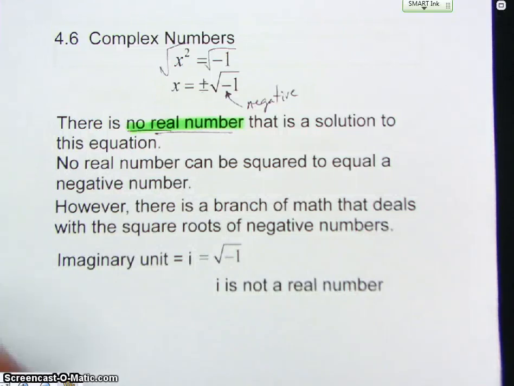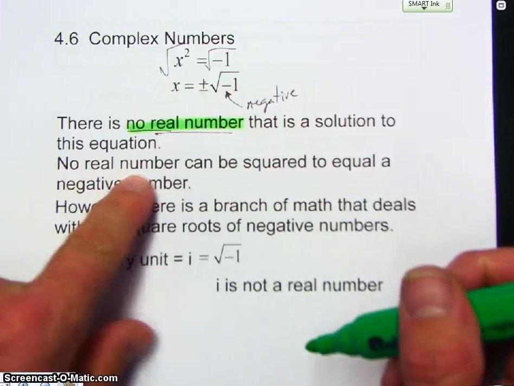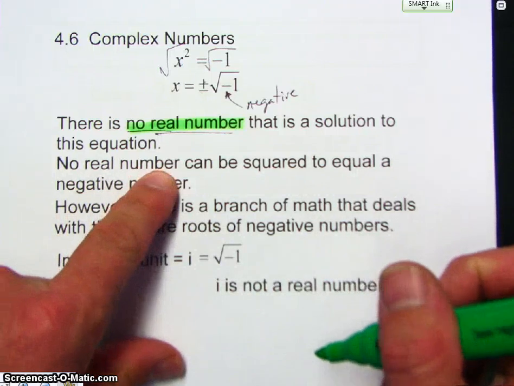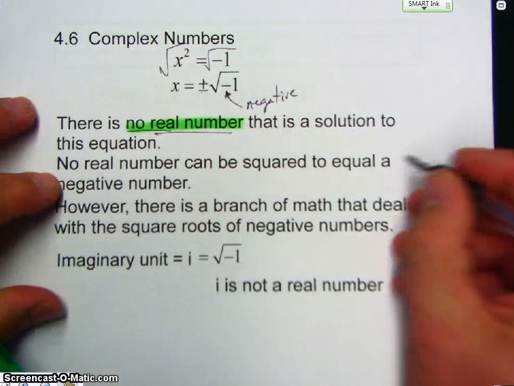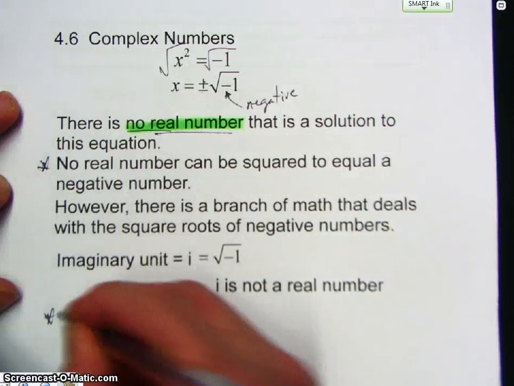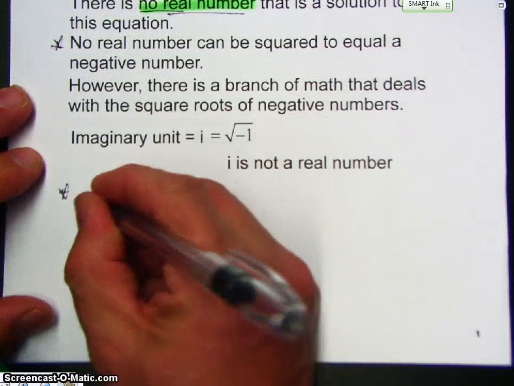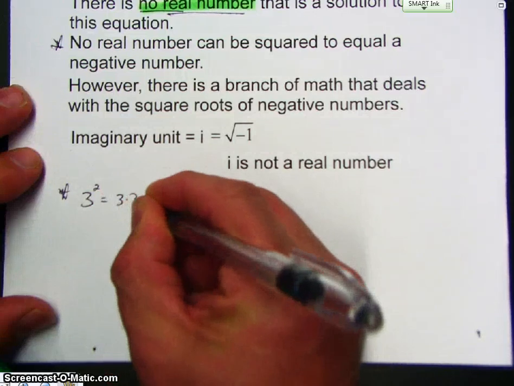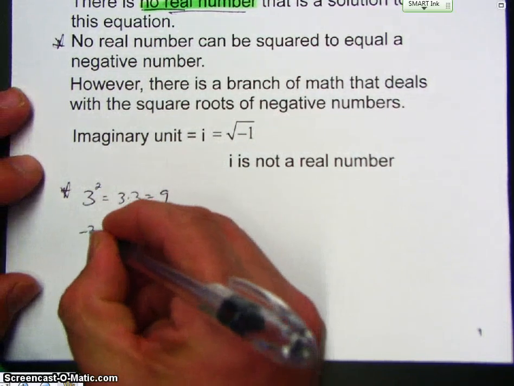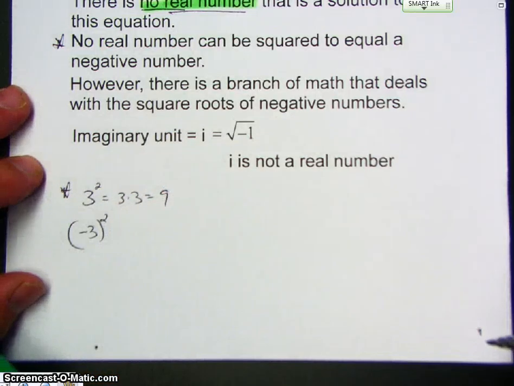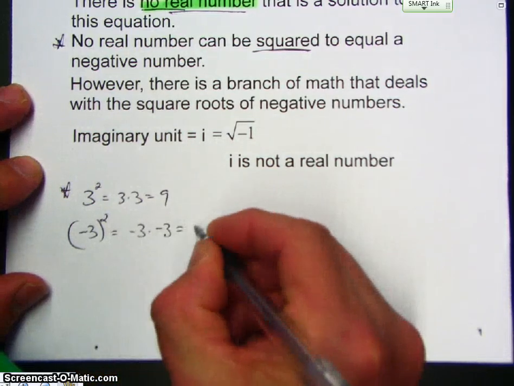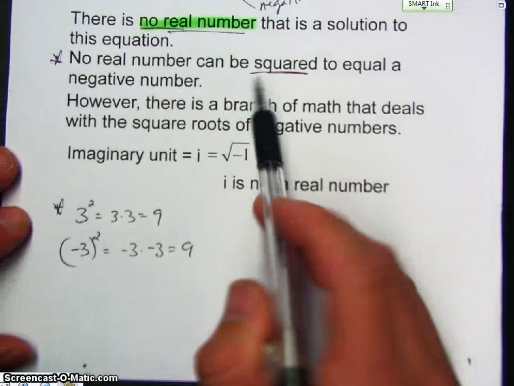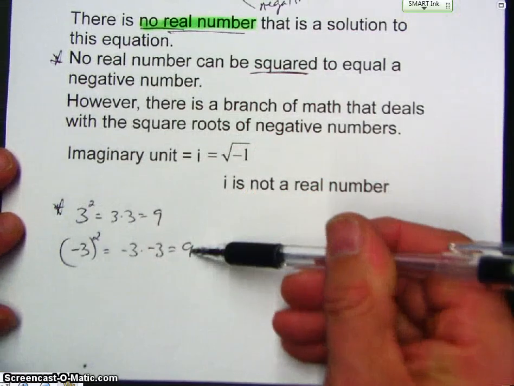Now, the reason why is no real number. In other words, any real number cannot be squared to equal a negative number. So for example, what that means is this. Give me a number. Let's say 3. If I square it, means 3 times 3, which is 9. Let's say -3, and I want to square it, it's -3 times -3, which is a positive 9. You notice, anytime I square a number, it becomes positive.